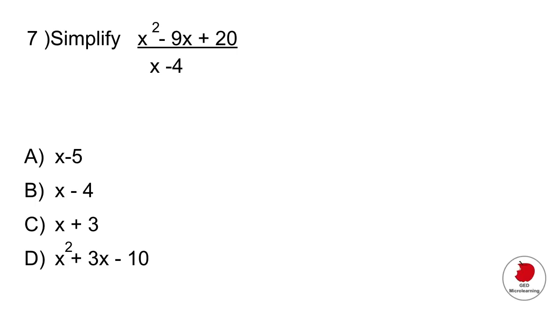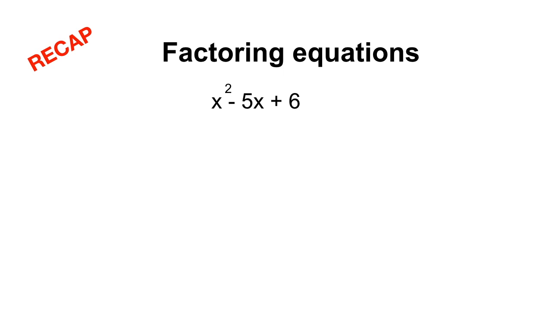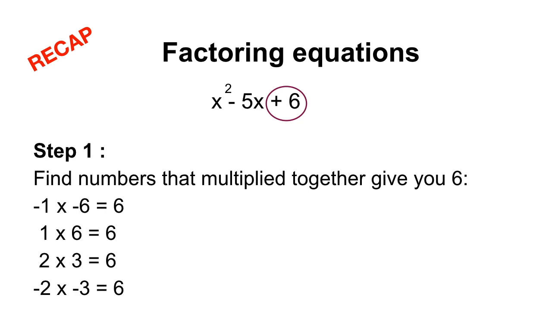All right, question 7. Okay, so question 7 asks you to simplify this expression, and this requires you to factor the expression. So let's just quickly recap factoring. All right, so when they ask you to factor an equation like this, here's a trick that can help you. If you look at the number on the right side, the whole number, the first step would be to find the numbers that multiplied together give you positive 6. Okay, so the factors of 6.